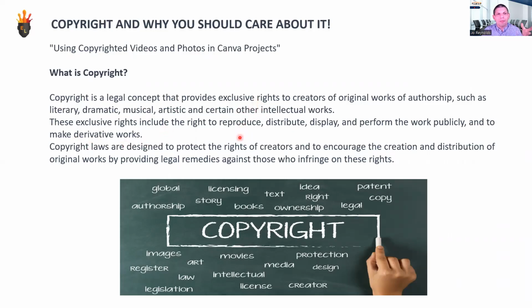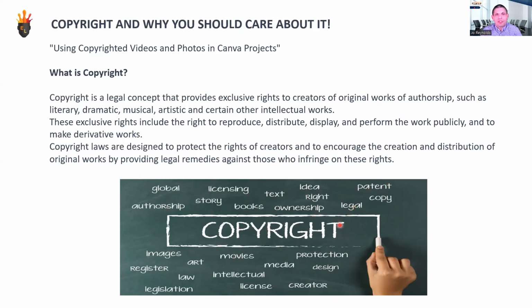And these exclusive rights are there to stop people from reproducing, redistributing, and displaying these images illegally without the publisher's knowledge. But the person who has those rights is allowed to reproduce it, redistribute it, display it, perform the work publicly, and make derivative works, okay? So the copyright laws are designed to protect the rights of the creators and encourage the creation and distribution of original works by providing this legal structure, to make sure that if you infringe on that, or you break the law, you get in trouble.